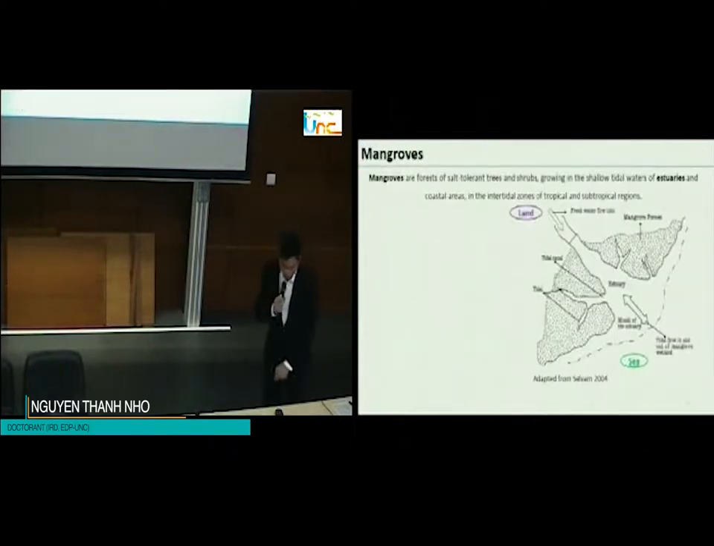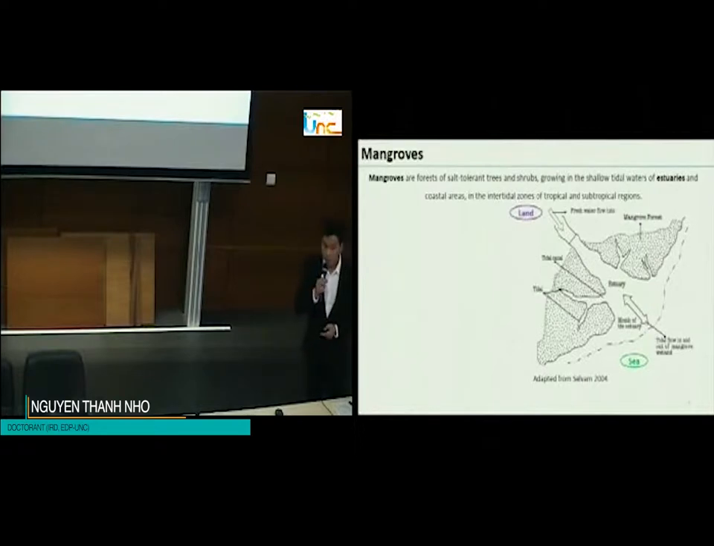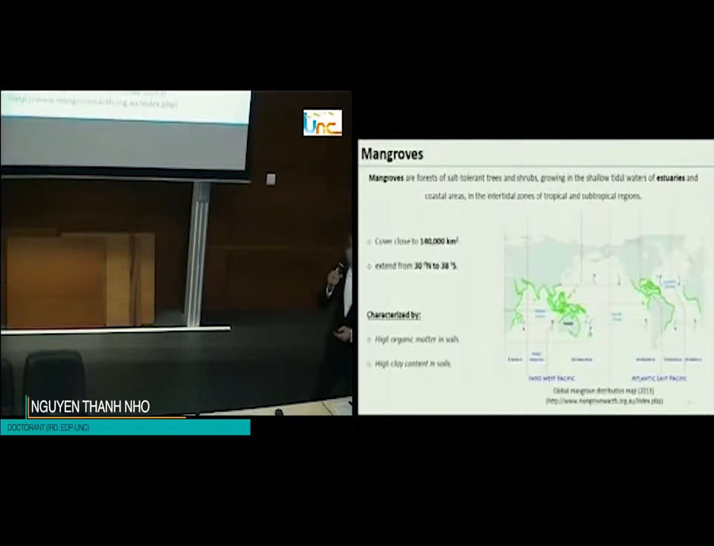As you may know, mangroves are forests of salt-tolerant trees growing in the shallow tidal water of estuaries and coastal areas in tropical and subtropical regions. Mangroves cover about 140,000 square kilometers, extending over a latitudinal range from the north to the south.